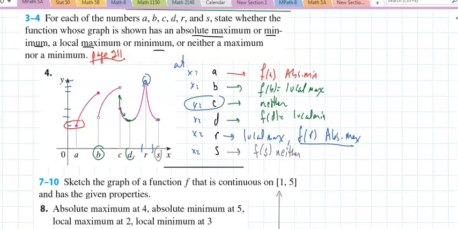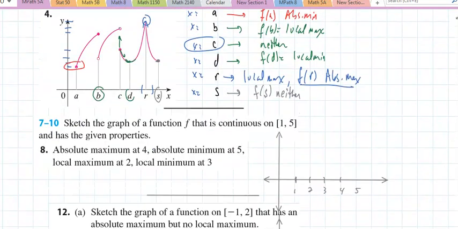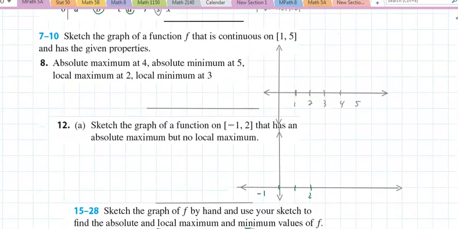Alright, we're going to practice a bit more, doing a few more problems. So here they want us to sketch. Those graphs could vary drastically. There's no one graph that fits all, but they should all share the same characteristics. Sketch a graph of a function from 1 to 5. We want the absolute maximum at 4. Now, it doesn't have to be positive. It could be here if you really want, but you have to draw everything accordingly. Let's say that's the absolute maximum.